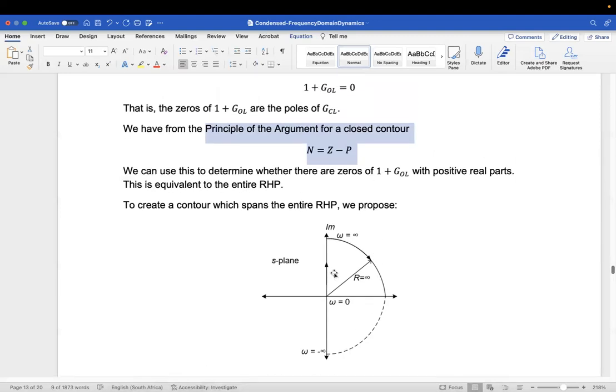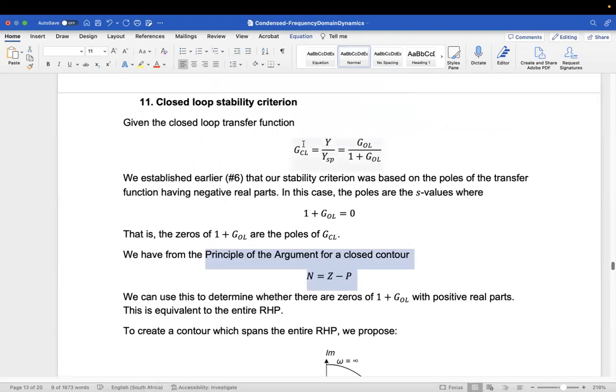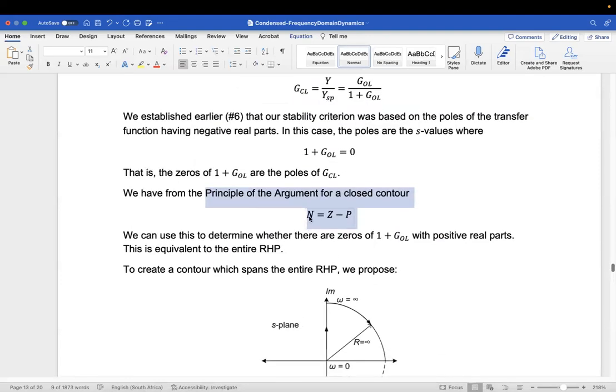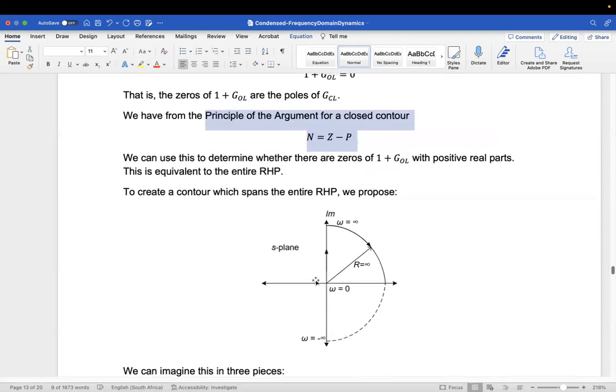So we could then say, well, if we can travel around that whole contour, and so we adopt all the S values around that right-hand plane, then those S values, if we stick them into G closed loop, and if we see G closed loop going through some number of encirclements, so as we did all that, if we observe G and if it goes around the origin a certain number of times, then that will be the number of zeros minus the number of poles of that function.